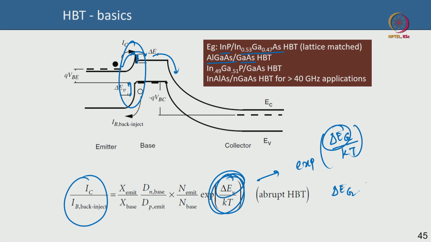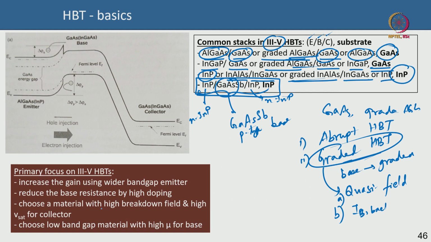Delta EG is equal to delta EC, the conduction band discontinuity, plus delta EV, the valence band discontinuity. So delta EG is actually much larger, which means the back injected current suppression is even stronger in a graded HBT than in an abrupt HBT. Okay. However, in a compound semiconductor HBT you have to understand that the lattice mismatch can play a key role.